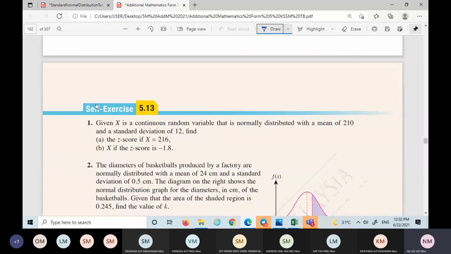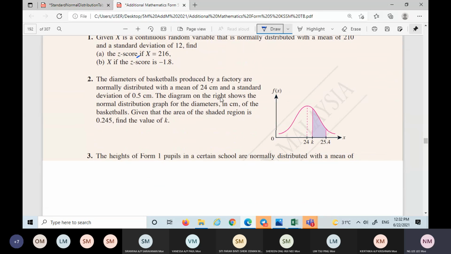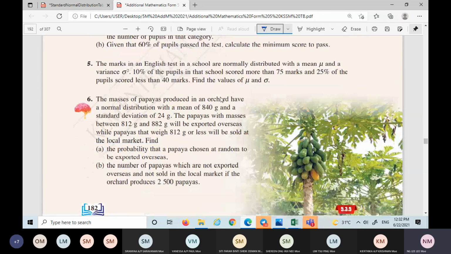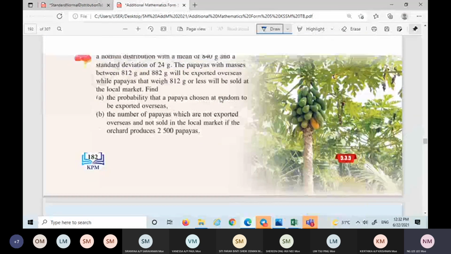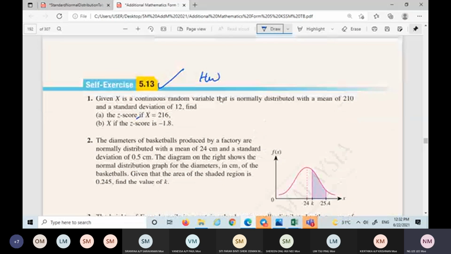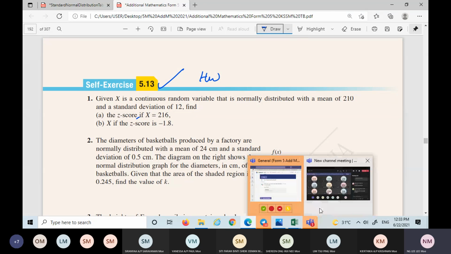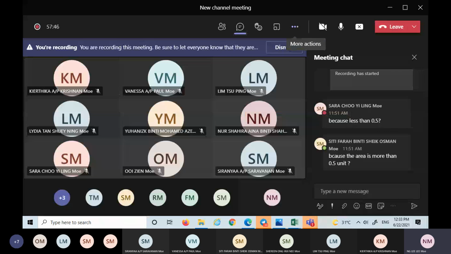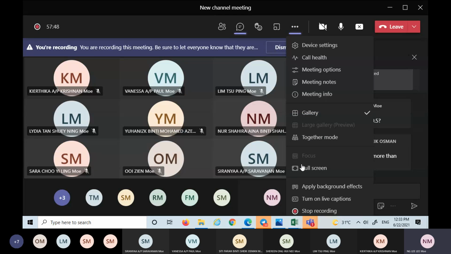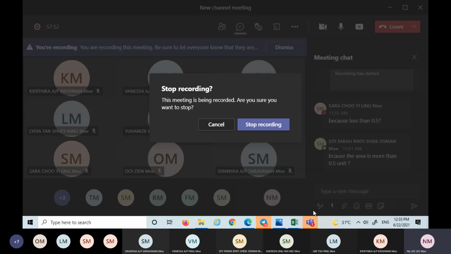That's all. Then you do this exercise. Just now the 5.12, you do the balance questions. Then this one is 6 questions. Formative you don't do. That's all for today.